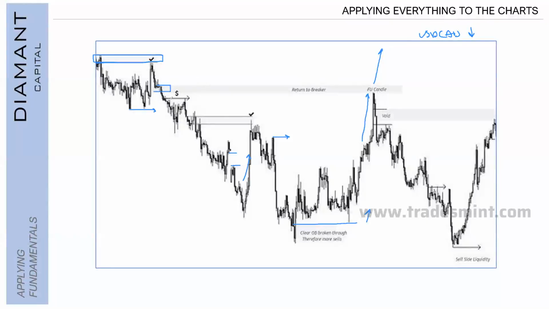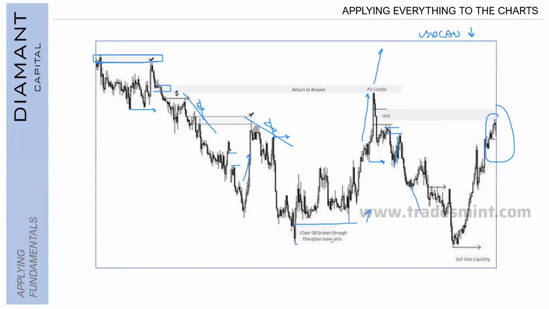But as it did so, it also swept out the equal highs at the top over here. Of course, you had the retail trend line as well that we also took stop losses from. Therefore, what we can call this is a clear FU candle. As price returned back down, breaking structure to the downside, retrace back up. So this could have been an area for potential sells. However, we were introduced to the market around this point.